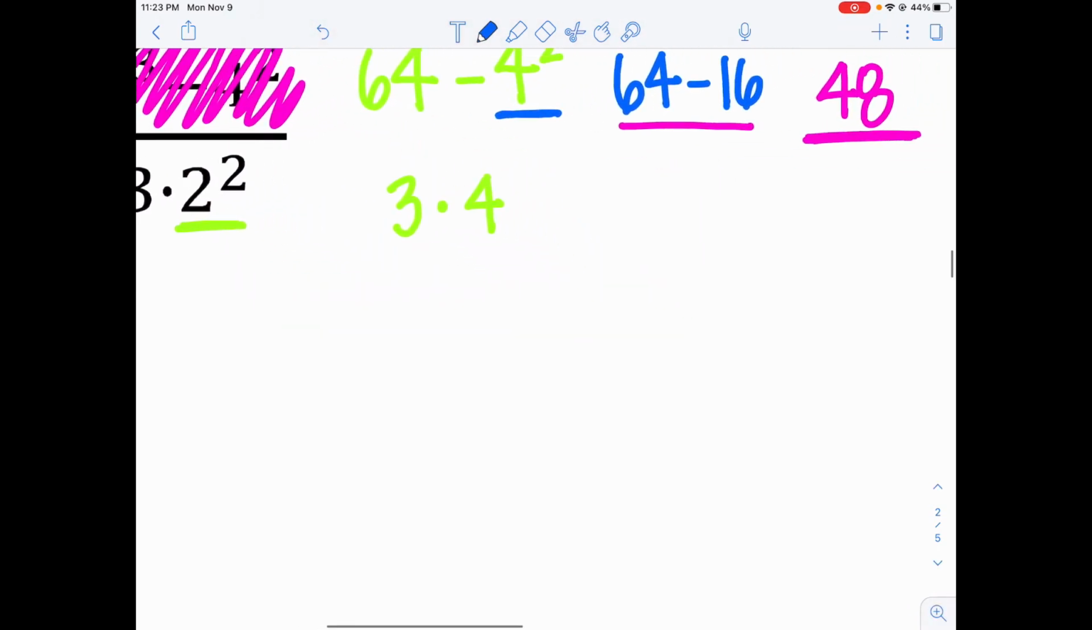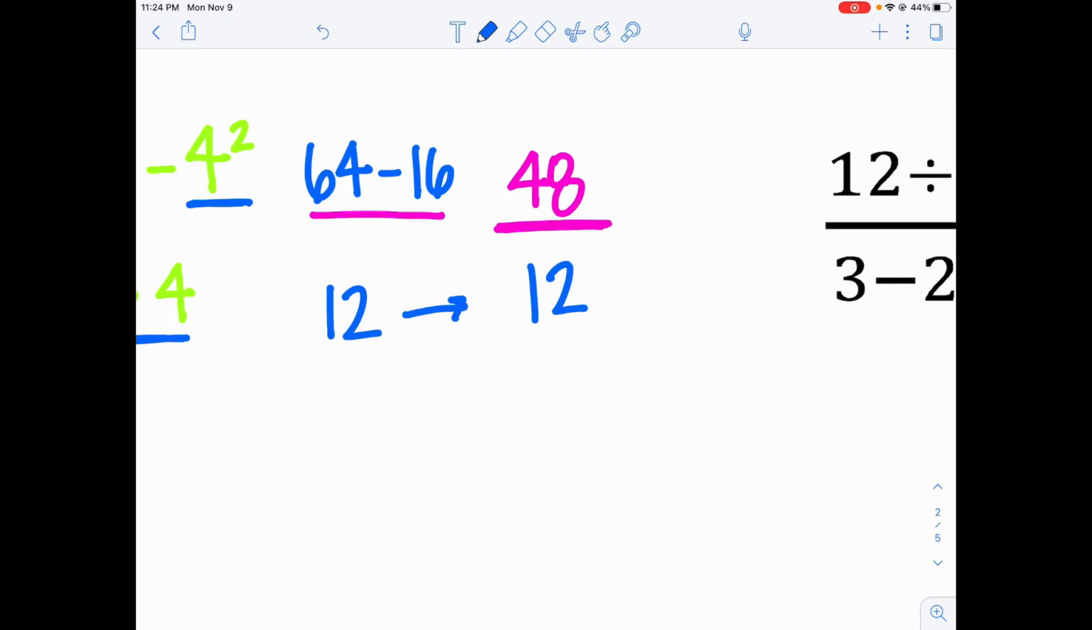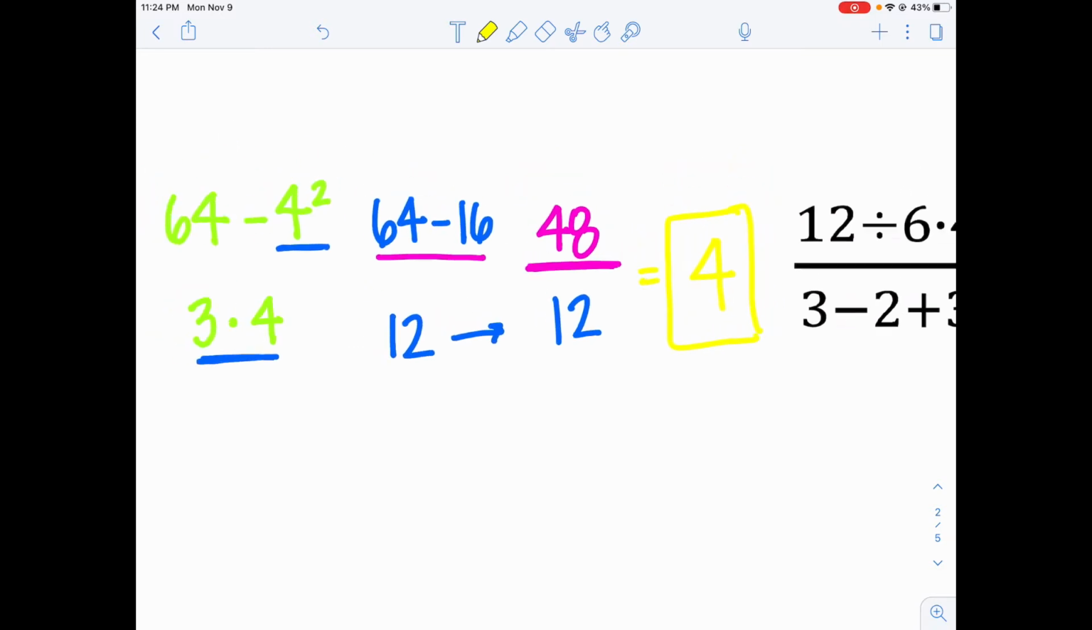Now I only have one thing left to do on the bottom, so I'm going to simplify. 3 times 4 is 12. Because I have that simplified all of the way, that is what goes underneath my fraction bar, or my division bar. And now I need to do this division. Put it into your calculator if you need to, or you can do it using mental math. 48 divided by 12 gives me 4. So when I simplify this expression all the way, it should be 4.